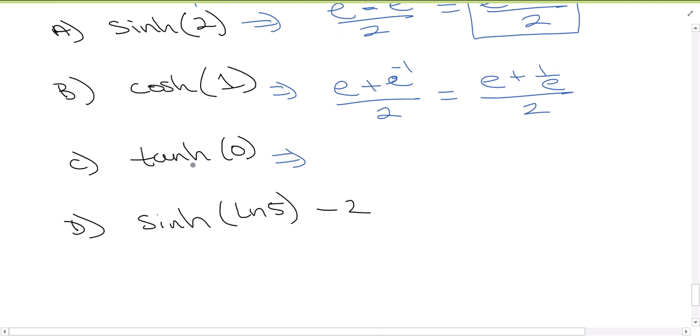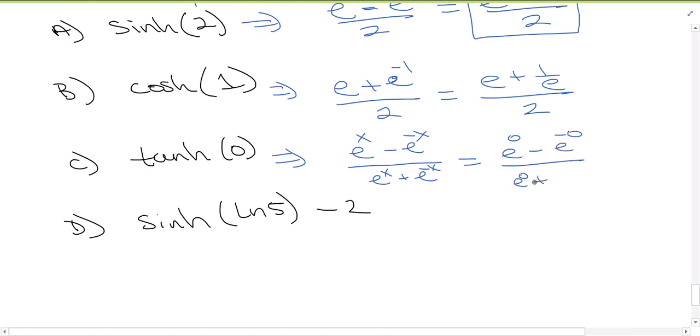Tangent of 0. Tangent is sinh over cosh, or you can think of it as e to the x minus e to the minus x over e to the x plus e to the minus x. So when you have it at 0, you're going to have e to the 0 minus e to the minus 0 over e to the 0 plus e to the 0. So you'll have 0 over 2, which is 0.